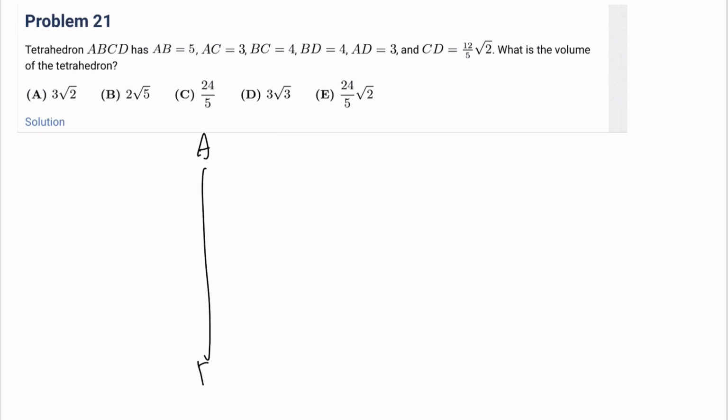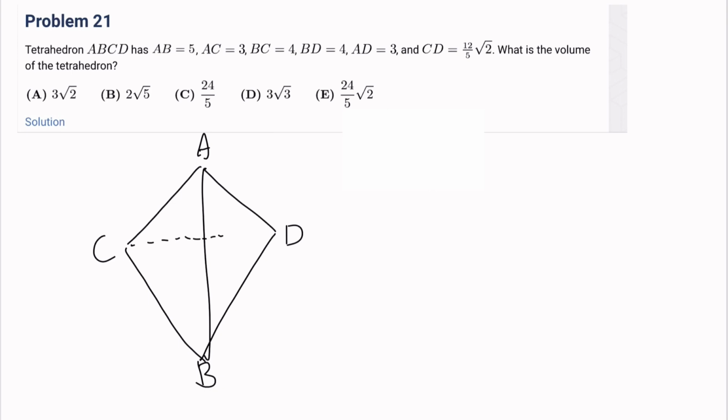AB, like this, is 5, and C and D would be like this. So like that, with CD in the background, right? And so AB would be 5, AC is 3, BC is 4, BD is 4, AD is 3, and CD equals 12 over 5 times root 2, right? And so from these side length ratios, we can see that ADB is a right angle and ACB is also a right angle. And now we have to get the volume of the tetrahedron, right?